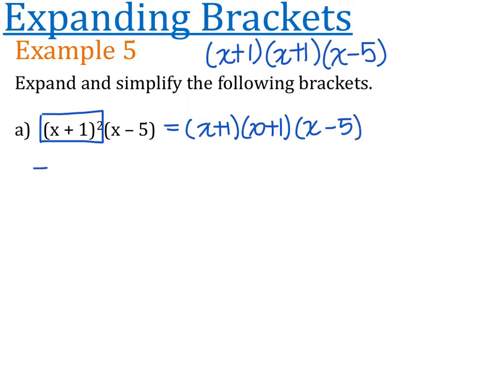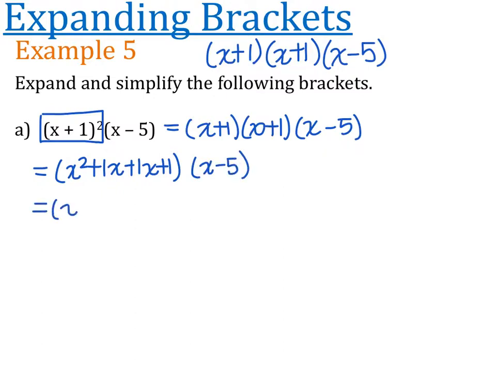So let's go ahead and do that. So we've got x squared plus 1x plus another x plus 1, all times by x minus 5. Now if we simplify the first bracket, we get x squared plus 2x plus 1 times by x minus 5. All right, now the really, really complicated bit. So x squared is going to go see everything. That gives us x cubed minus 5x squared.